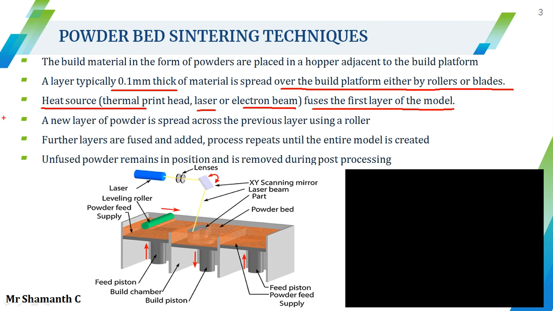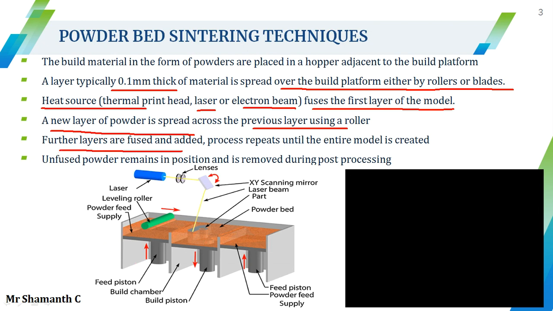layer by layer. And then once the first layer is completed, a new layer of powder is spread across the previous layer using a roller. So a roller comes into the picture and then it spreads the new layer of the powder. When it spreads the new layer of the powder, this bin which is containing the material powder which has to be spread just rises upwards, or the movement of that in the upward direction is 0.1 mm. When that happens, the roller starts to spread the material that has been raised up.